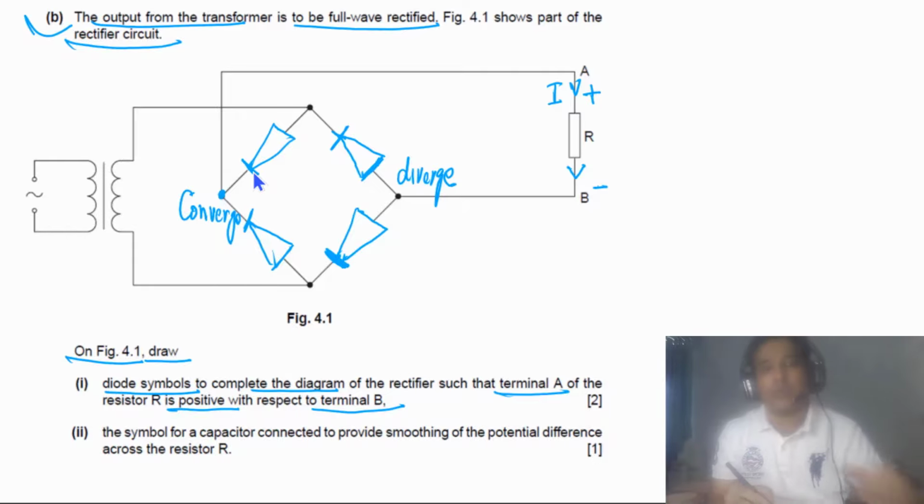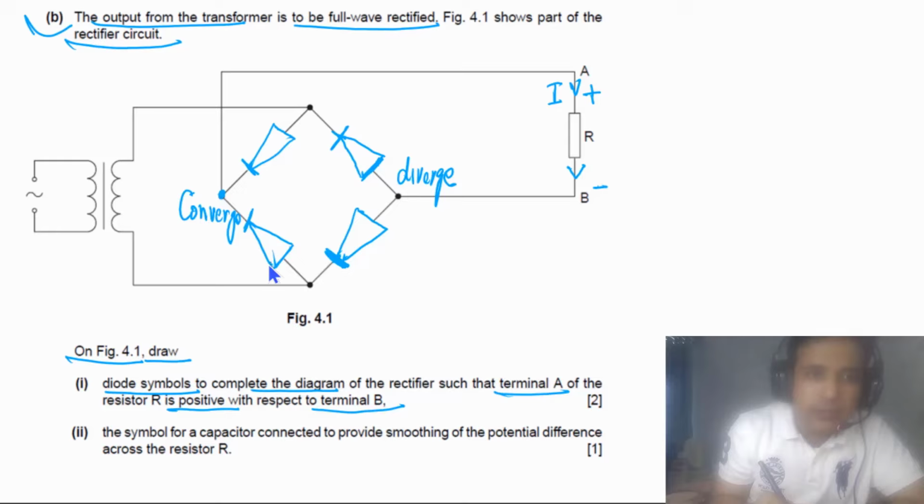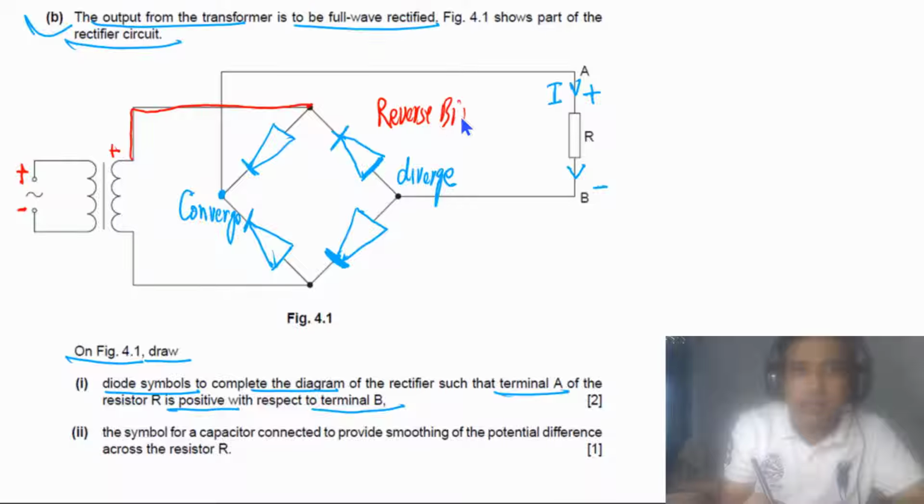So this is how you need to draw, but we can also check whether it is correct or not. Let's use a different color. When this side of the power supply becomes positive, current will flow like this. At this point, current has two ways to go, down or this way, but current will not go this way because this is reverse biased. This is in forward bias, so current will flow this way.